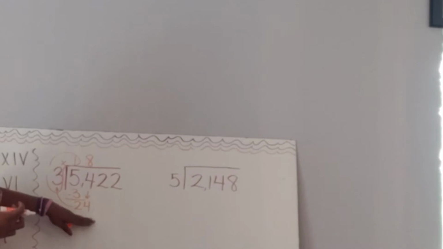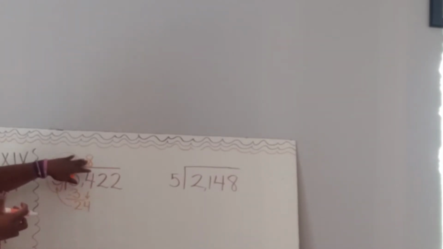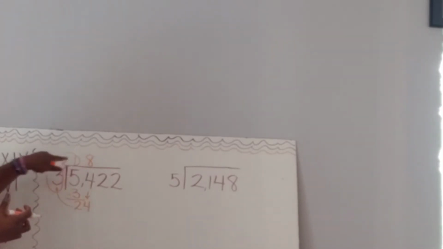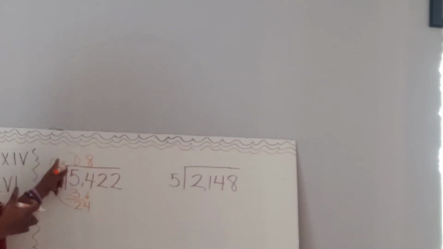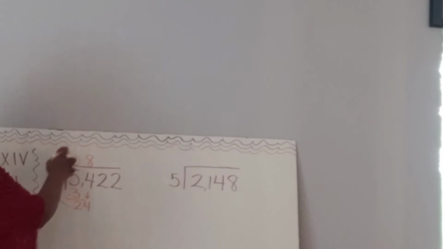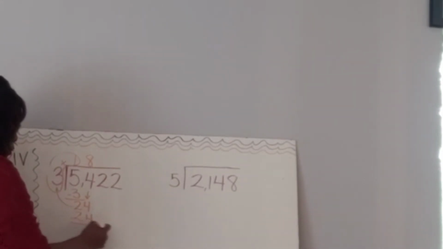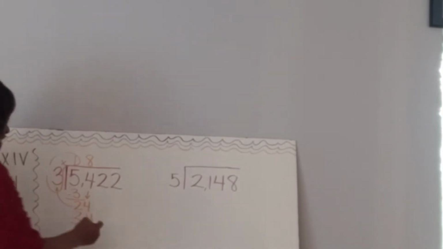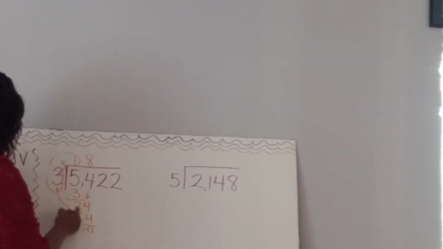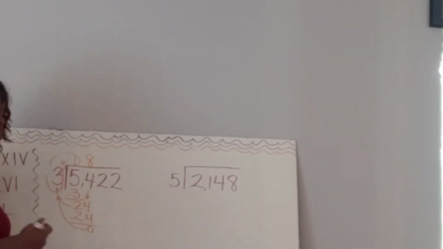So once I figure out my division problem and write the answer on the top, now I multiply my top answer times my divisor. Everything gets multiplied by my divisor. 8 times 3 is 24. 24 minus 24 is 0. Good. And is it less than 3? Well, of course it is.